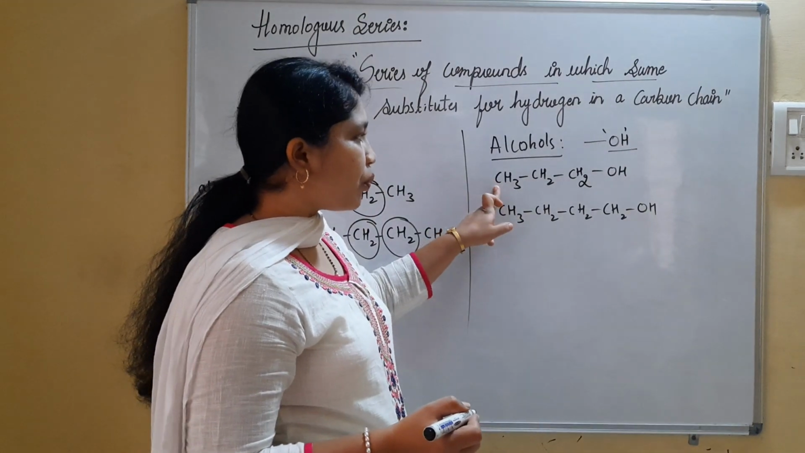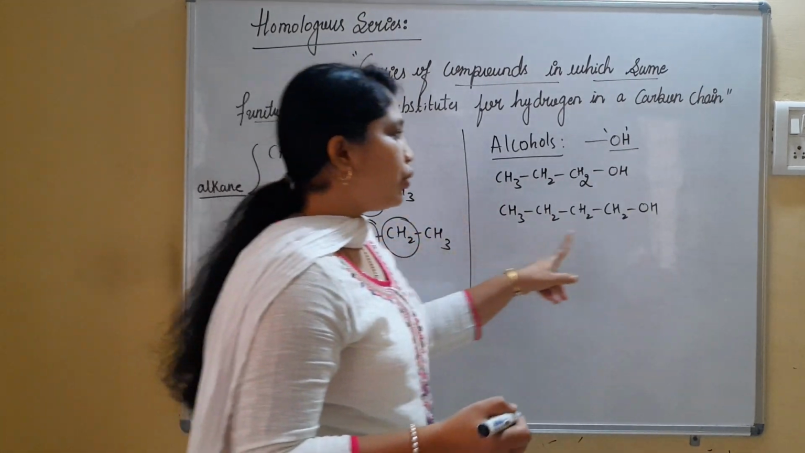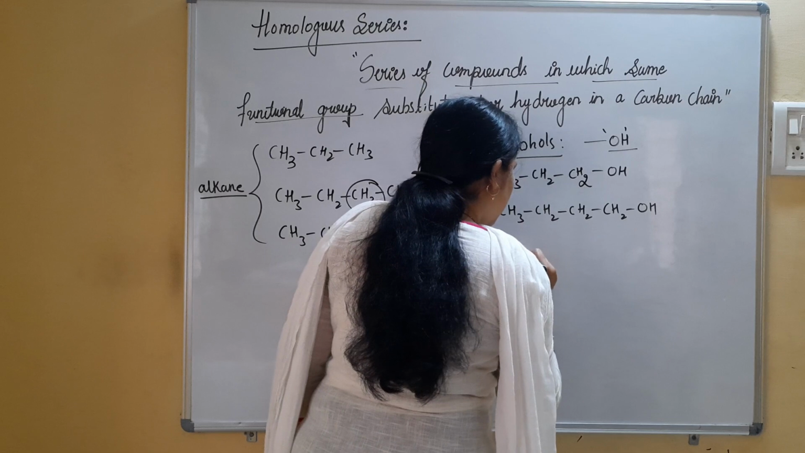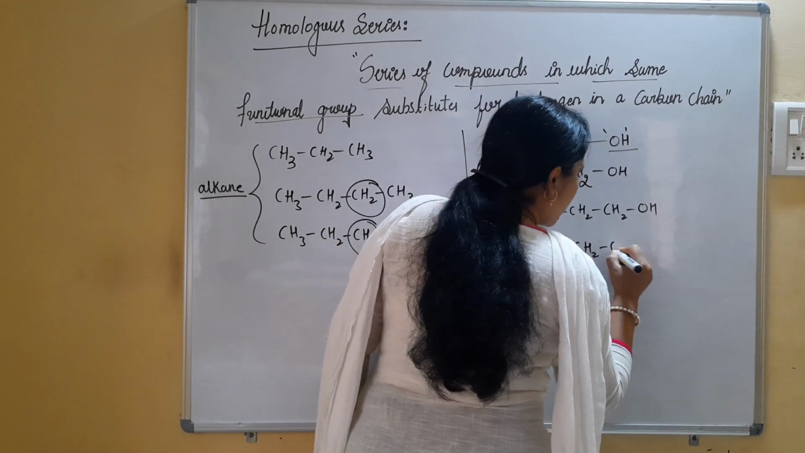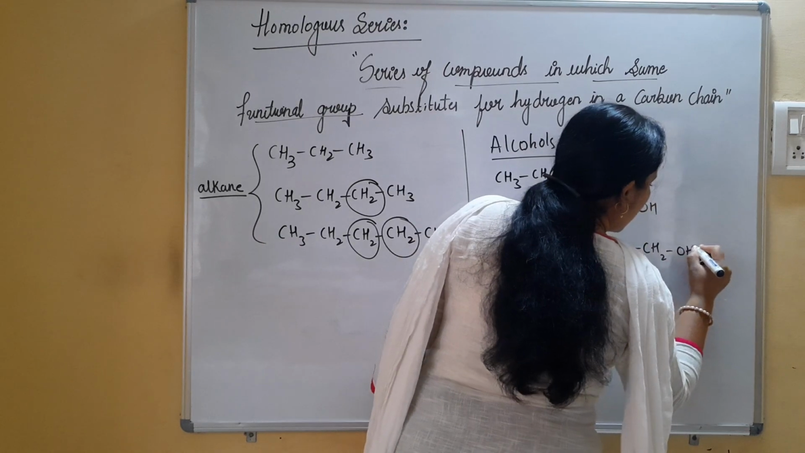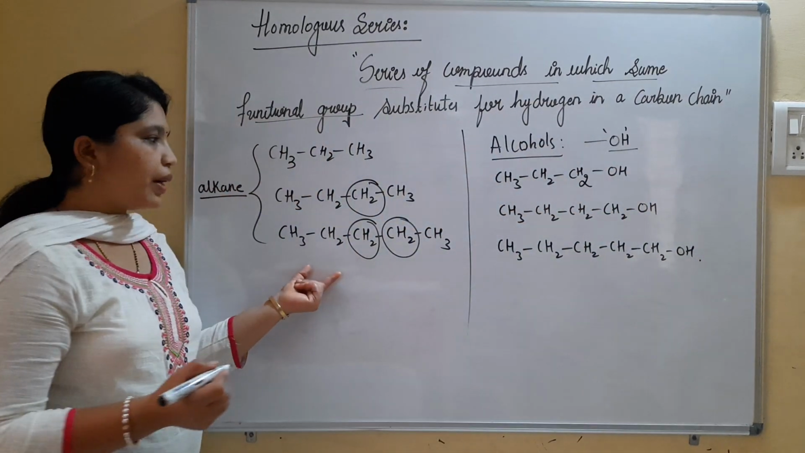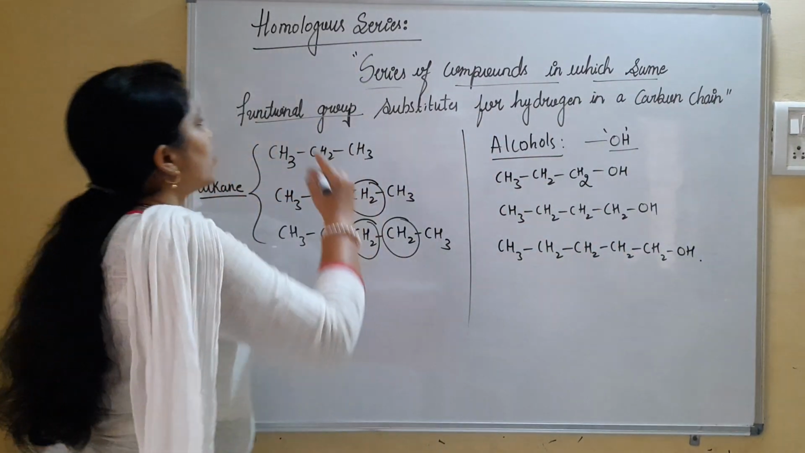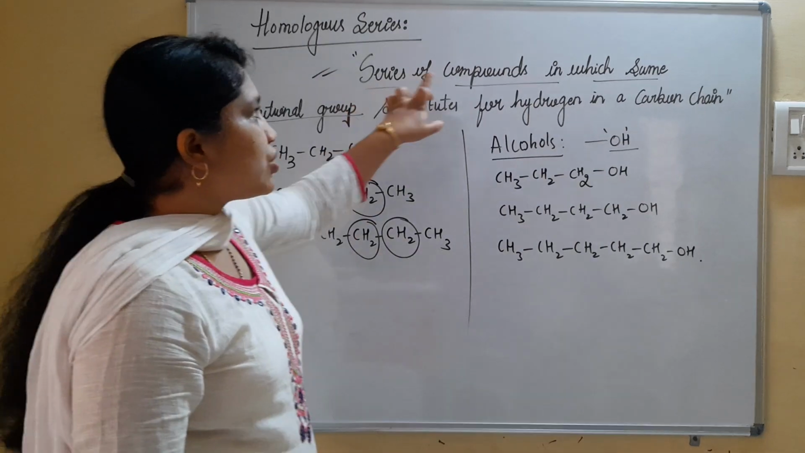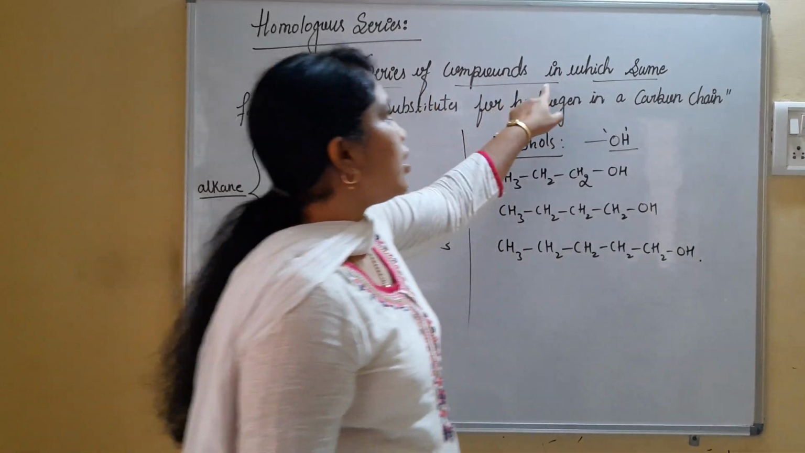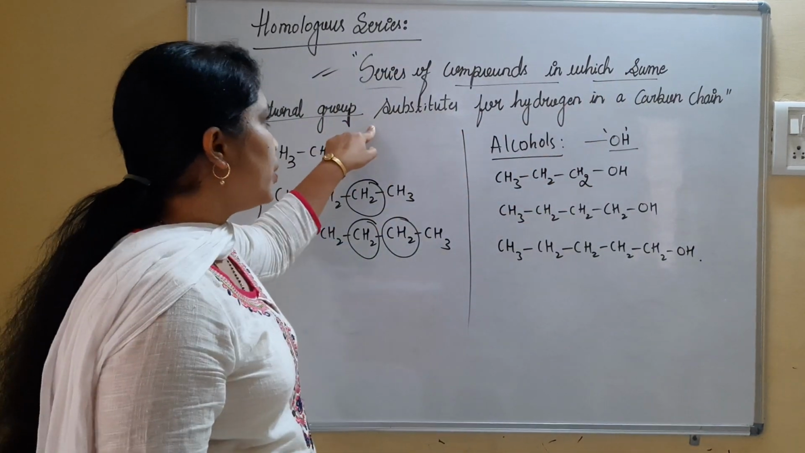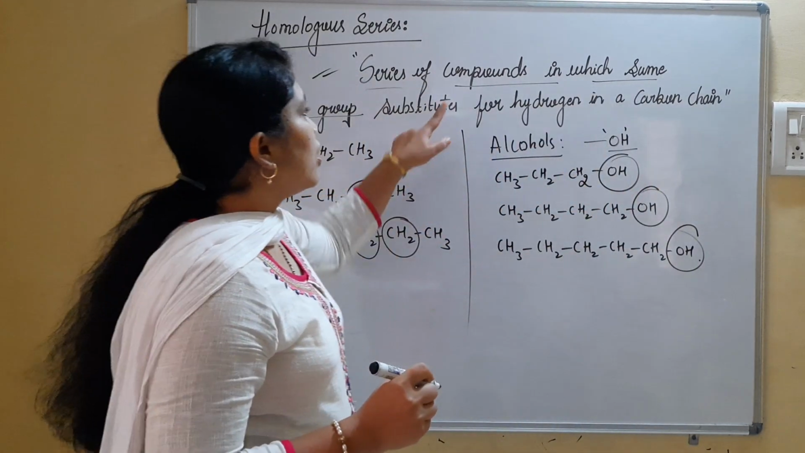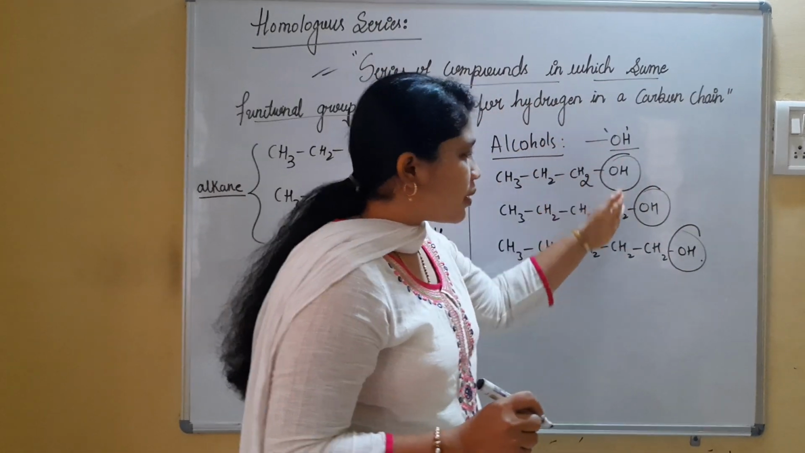Here initially it is propane. Now I have butane. What do I do? I replace one of the hydrogens and I introduce the OH group. Similarly, CH3, CH2, CH2, CH2 and CH2OH. Right? Here I have pentane. Here I have the OH group, just by replacing one of the hydrogens. What is the definition? Now you read out. Series of compounds in which same functional group substitutes for hydrogen in the carbon chain.